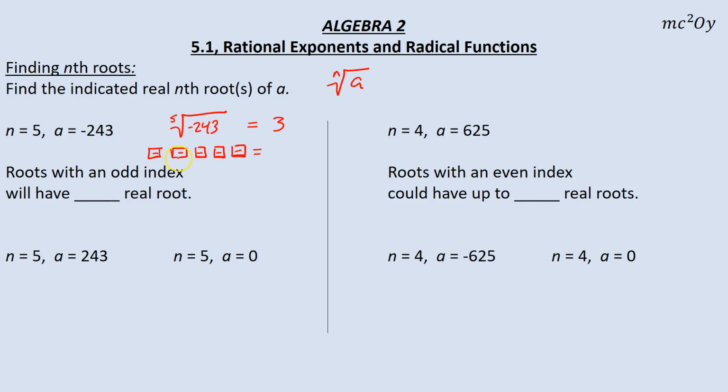Negative times negative is positive, times negative is negative, times negative is positive. So notice pairs of negatives make a positive. But then you have that extra negative without a pair there. So that means my answer is negative. So yes, it's negative 3 there. All right, so if I was taking just the 5th root of regular 243, that would just be positive 3.